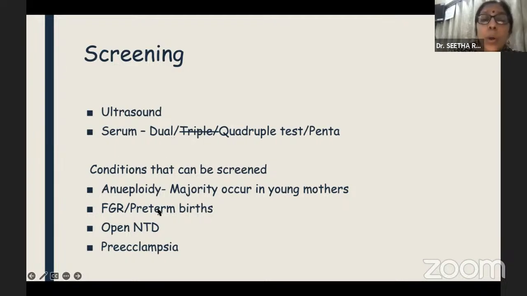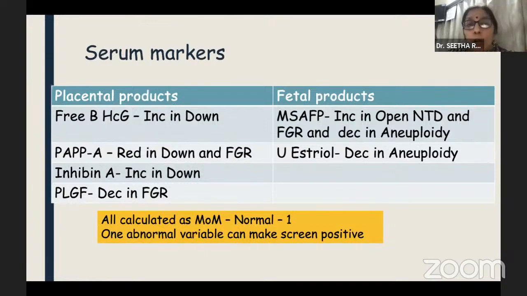And we can use all these biomarkers to screen for aneuploidy, growth restriction, even preterm births, and open neural tube defects, and as we heard from Dr. Archana Barsar speaking on preeclampsia. Now, when we talk of these biochemical markers, we must understand that some of them are an expression of the placenta, and some are an expression of the fetus. So when we talk about PAPP-A and free beta-HCG, they are mainly placental products, but free beta-HCG increases in Down's and PAPP-A reduces in Down's and FGR, whereas PLGF decreases in FGR.